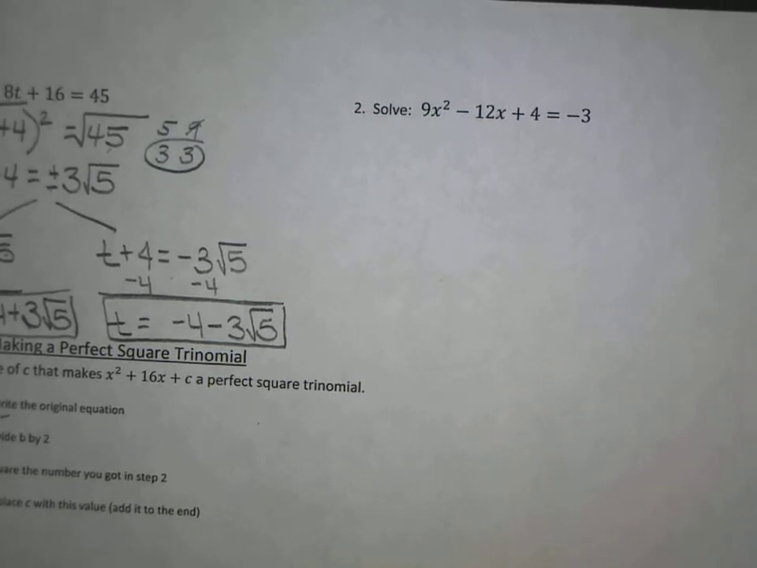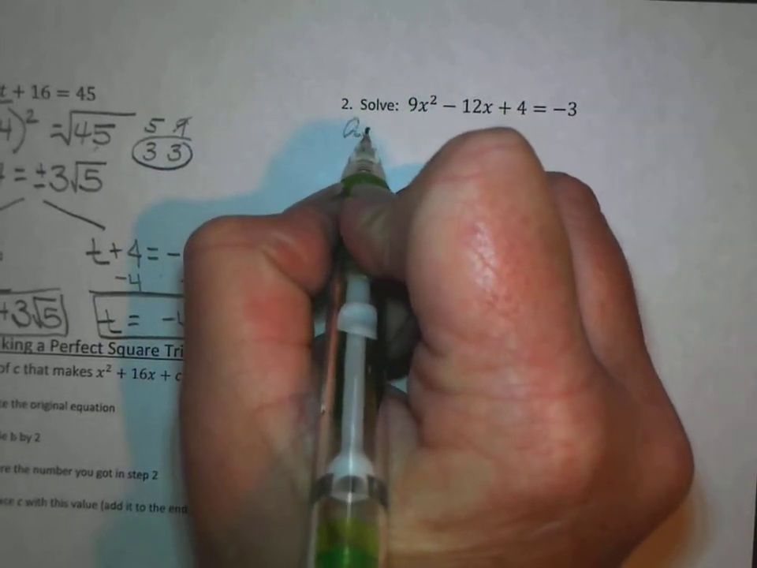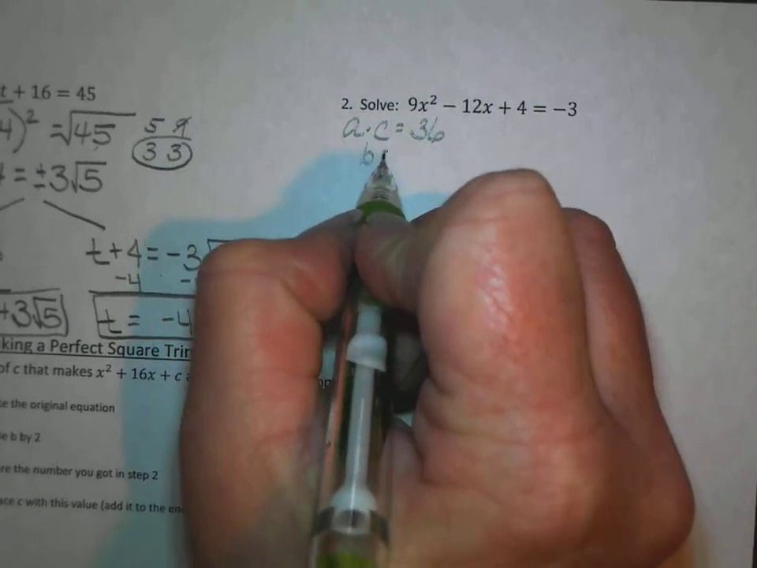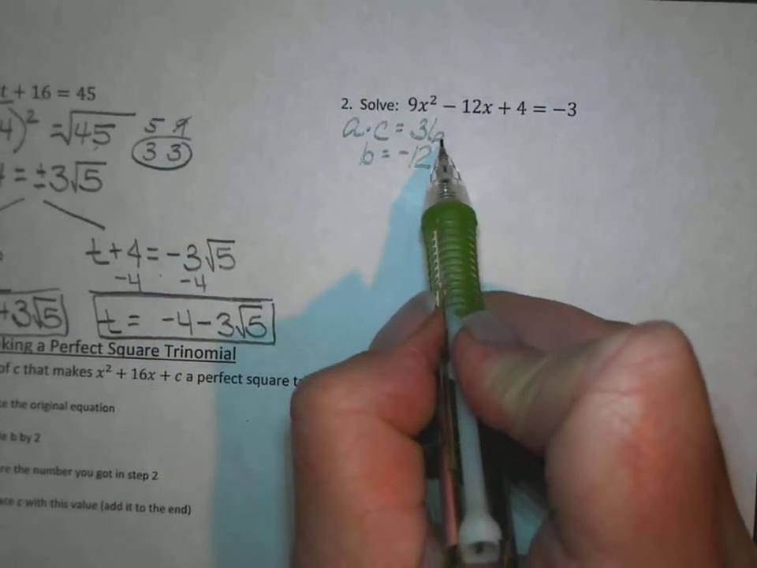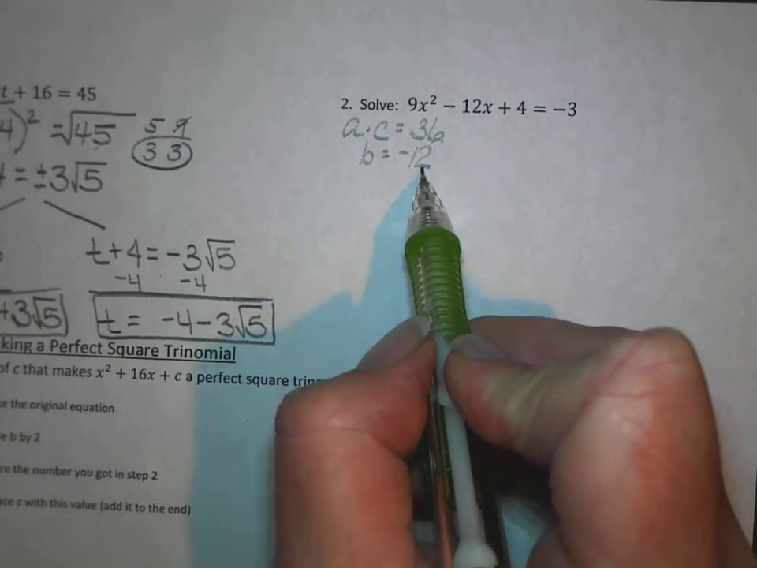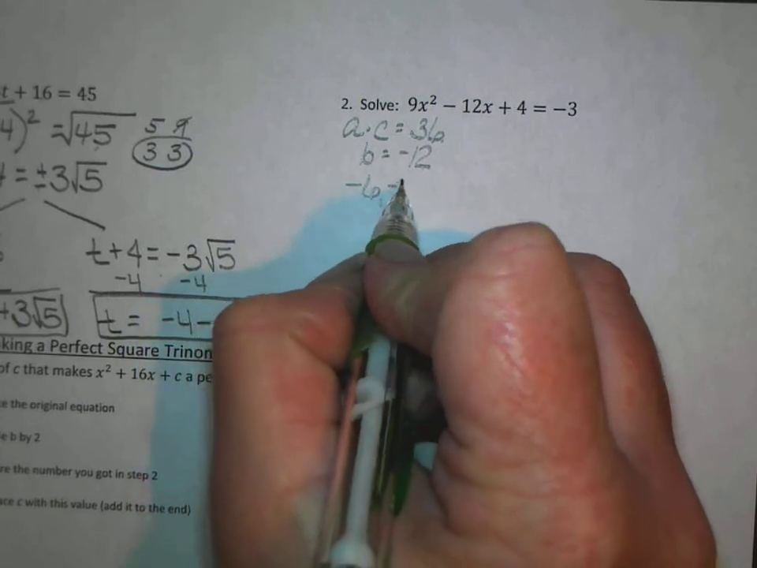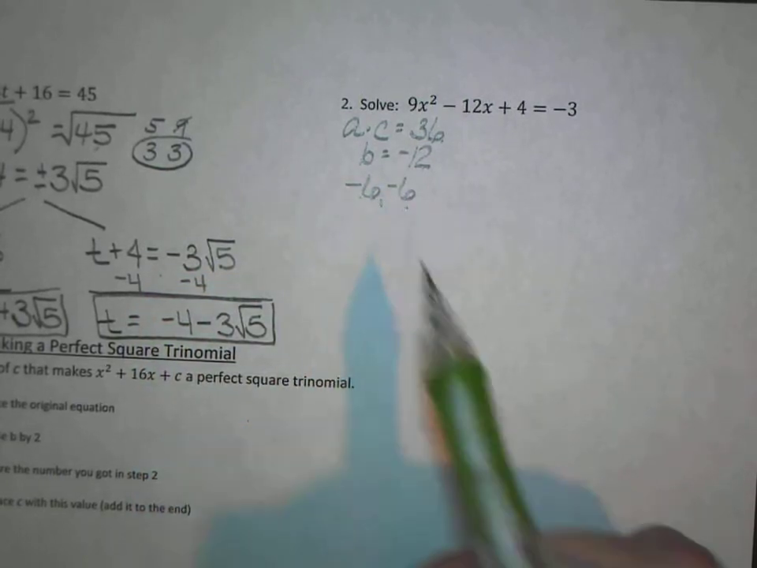All right. Now this is one where there's an A and a C. So A times C equals 36. And B equals negative 12. So you're looking for two numbers that you would multiply together to get 36, but add together to give you negative 12. Those two numbers are going to be negative 6 and negative 6. Guys, when you're dealing with a perfect square trinomial, those two numbers will always be the same.